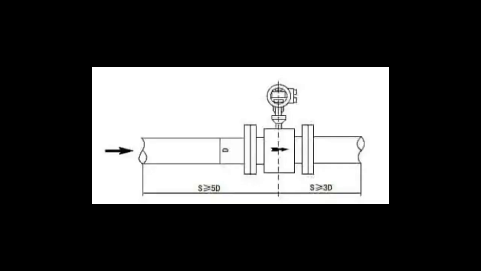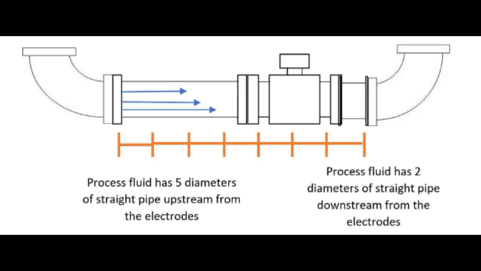To overcome this, the flow meter is normally placed at a location with sufficient straight length of 5D and 3D for upstream and downstream respectively. However, some manufacturers do allow for a shorter length of 2D only downstream. This needs to be referred to the manufacturer's recommendation.